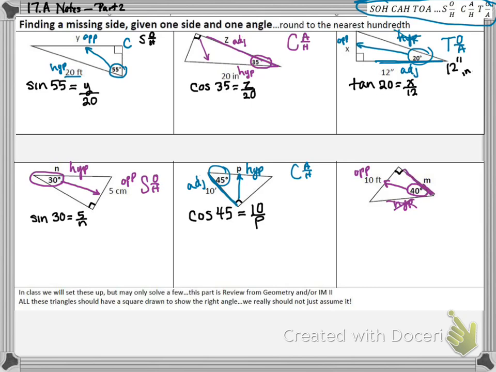Adjacent, touching the 40-degree angle, is the M. Opposite and adjacent is tangent. Tangent is opposite over adjacent. Let's do the setup for this problem.